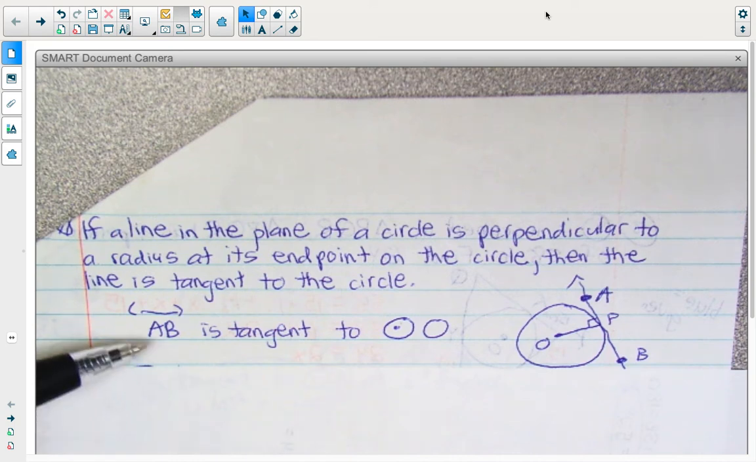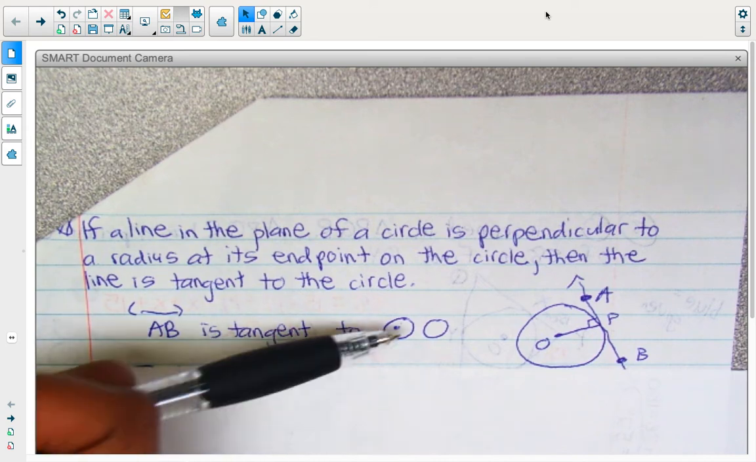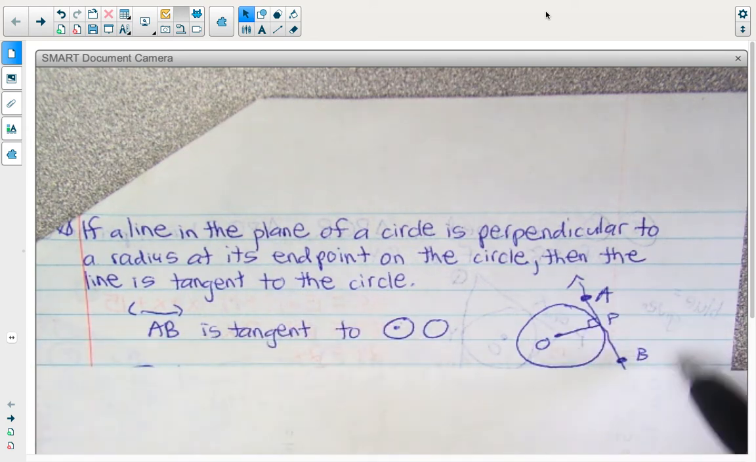So here, line AB is tangent to circle O. I have a picture here. This is just kind of the reverse of what the first theorem says. If a line in the plane of a circle is perpendicular to a radius at its given endpoint, then the line is tangent to the circle. So let's see this played out in action.